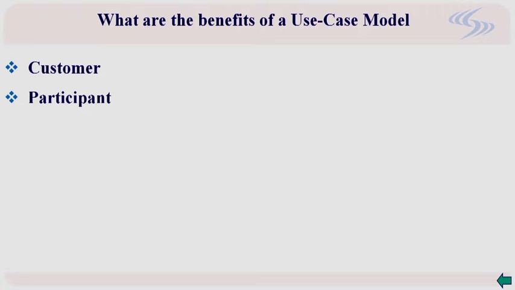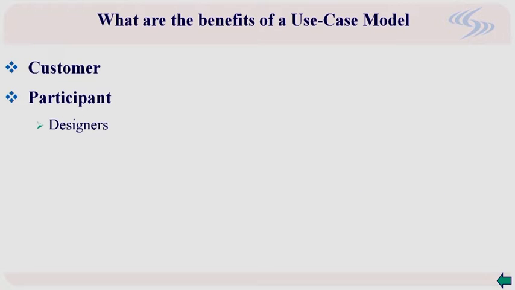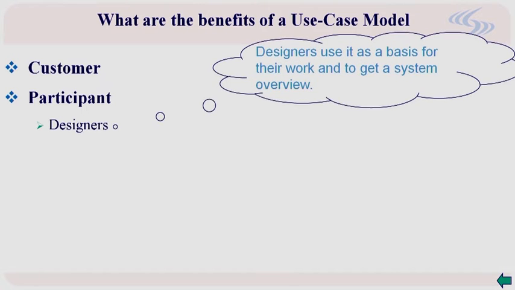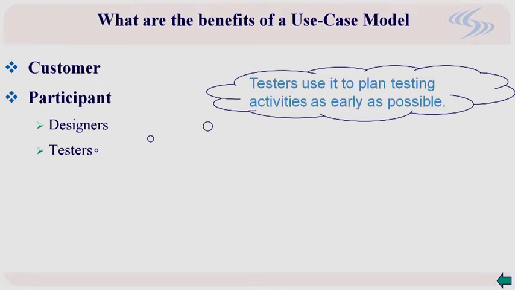Next, all the participants of the software organization. That means all the persons use it to better understand the system. First, designers. Designers will use it as a basis for their work and to get a system overview. And the next, testers. Testers use it to plan testing activity as early as possible.